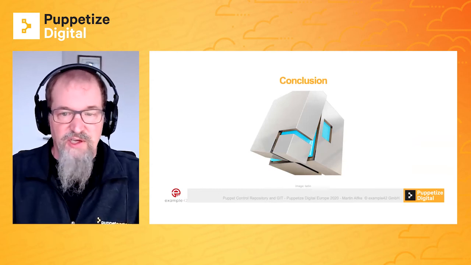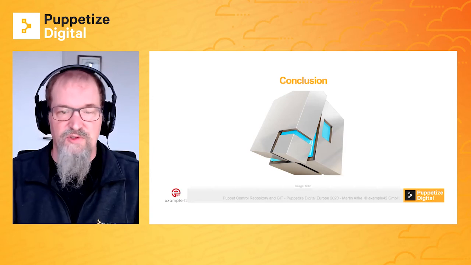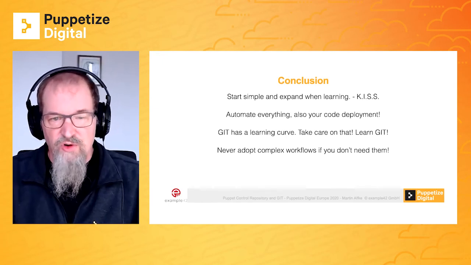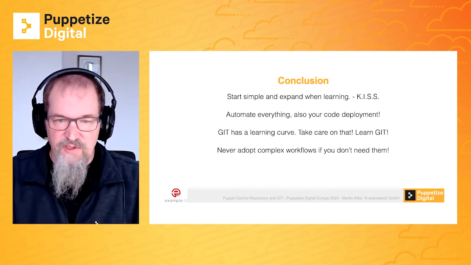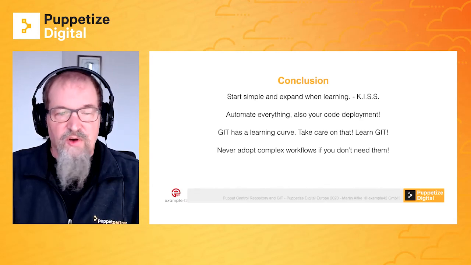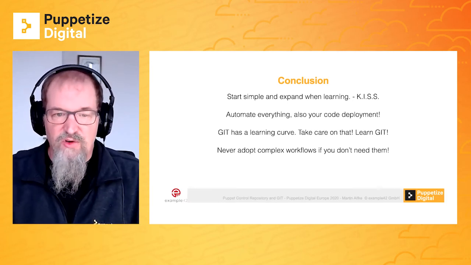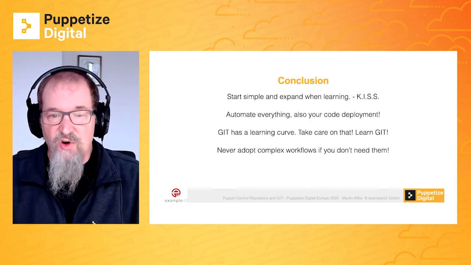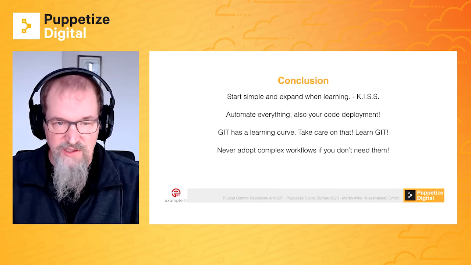So, starting with Git, doing Git workflows, making decisions on Git workflows. Do yourself a favor and start simple and expand when you learn more about Git. Follow the KISS principle. Keep it stupid simple. Don't do complex things when you don't need them. We are fans of automation, otherwise we wouldn't use Puppet. So also take care of automation of your code deployment. Get yourself a CI/CD system that does all the manual steps for you because they are just repetitive patterns that occur day by day.